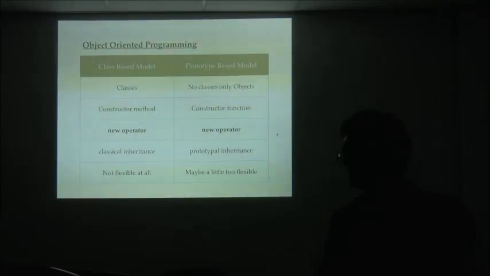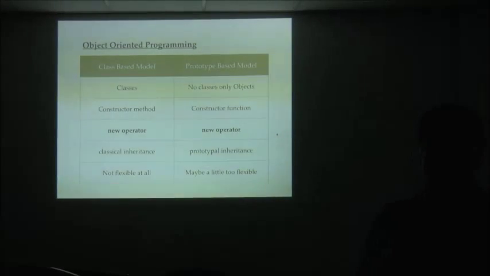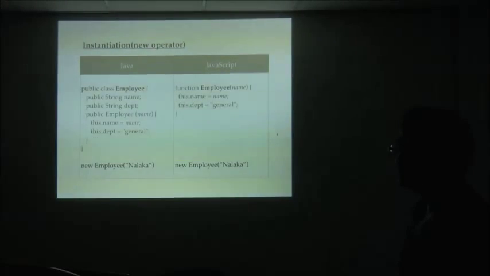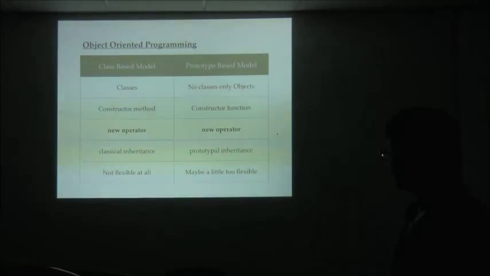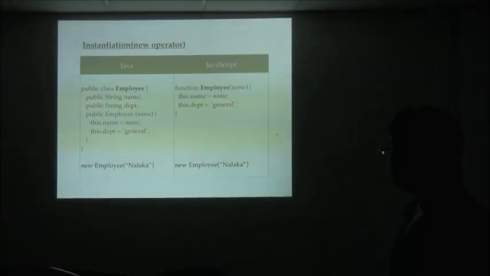So how do you instantiate objects in both these models? They both work the same way. We make use of the new keyword, and here's a comparison of how you do it. I'm instantiating a Java object on my left, and I'm instantiating a function object, an instance in JavaScript there. So they're both pretty much the same. They follow closely.